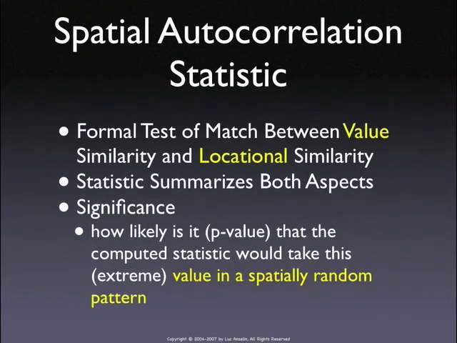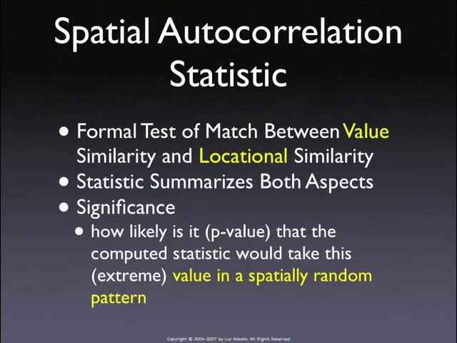You compute it from the data. So we need to come up with something that we can compute from the data, and that will tell us whether this particular map, this particular pattern, is spatially random or not. And the way we do this is we combine two aspects. It's all about similarity. Right? We combine similarity in value and similarity in location.